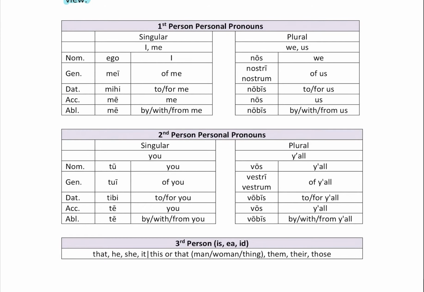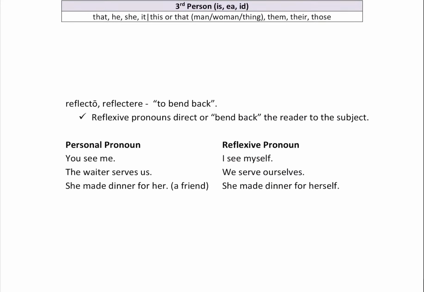If you remember ego, mei, mihi, me, I made you take the test until you could spit it back to me. Perfect. You remember that? Okay. So this is what personal pronouns look like. You'll see the reason why we have to go back and just remember what they look like in just a second.